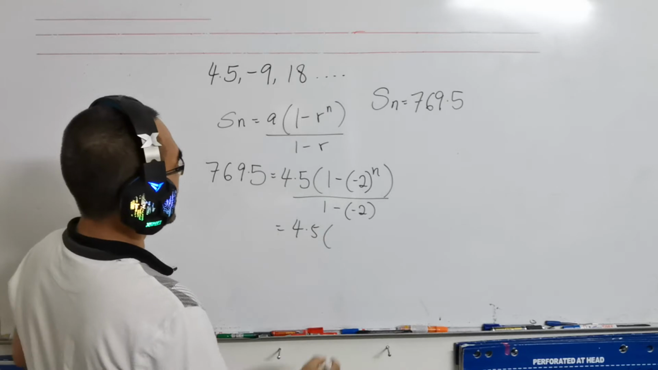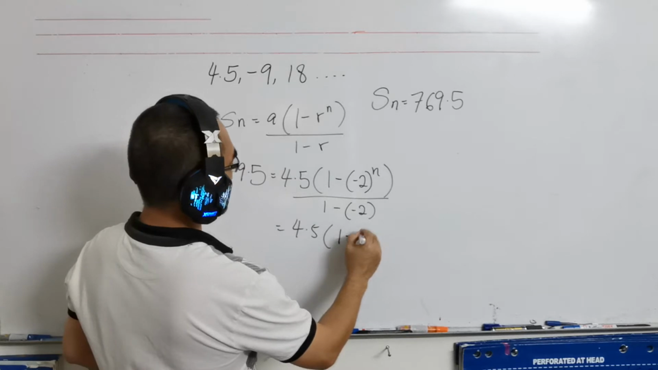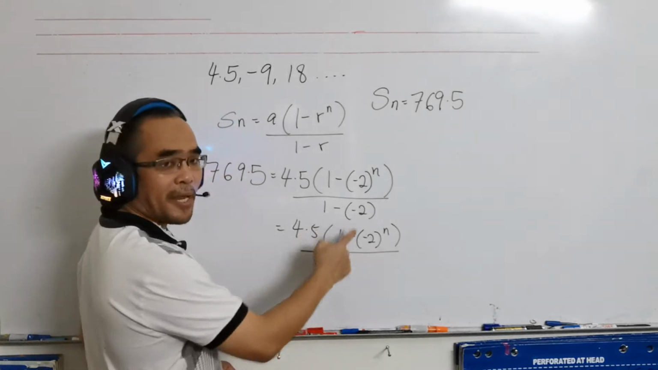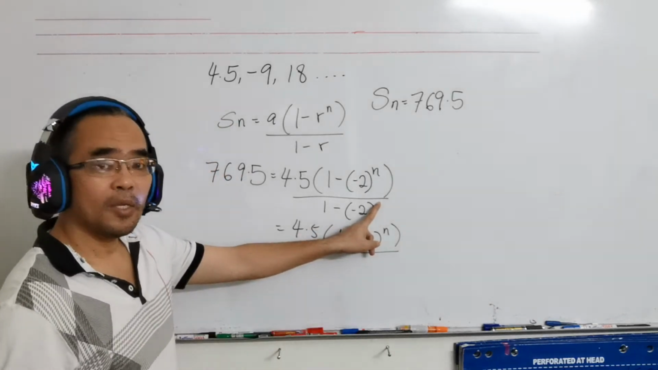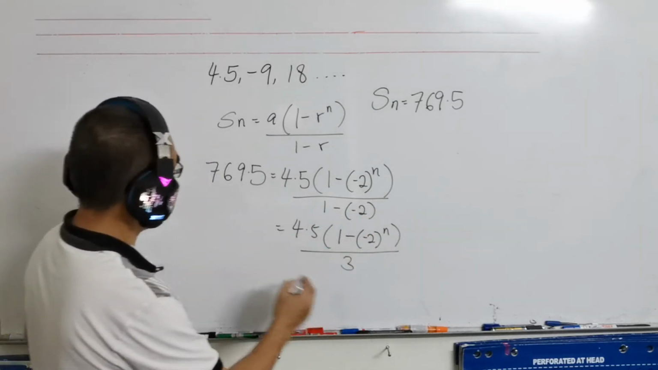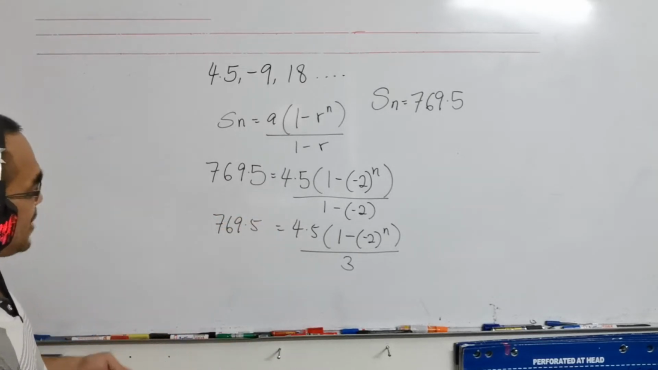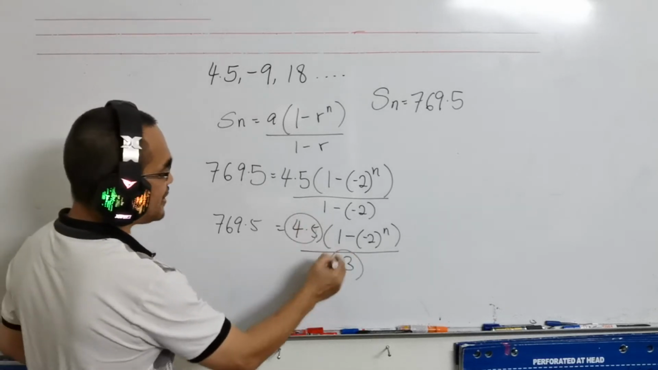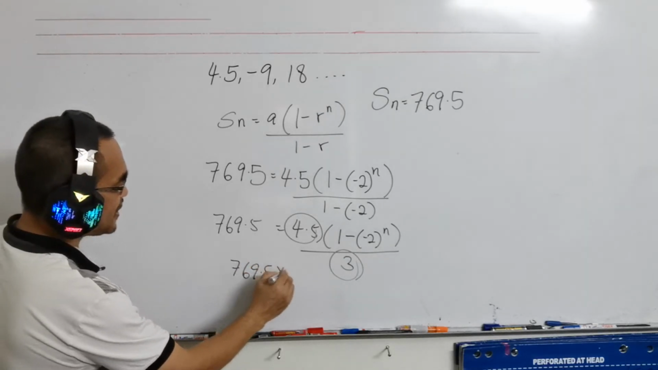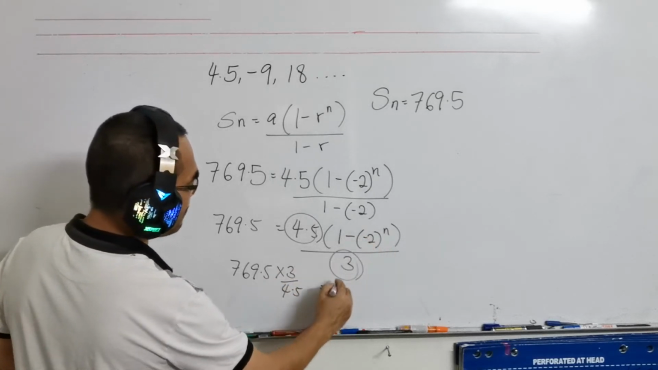4.5. And then here inside the bracket is still 1 minus negative 2 power n, and below here is 1 minus minus 2 because there are no power here, no indices, so we just 1 minus minus 2 become 3. So this is 769.5. So what we do next is that we move 4.5 and 3, so it becomes 769.5 times 3 over 4.5. So we have whatever inside the bracket.